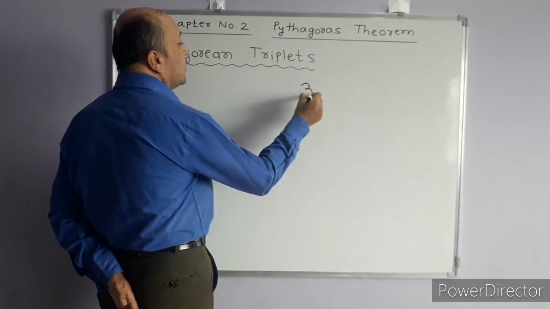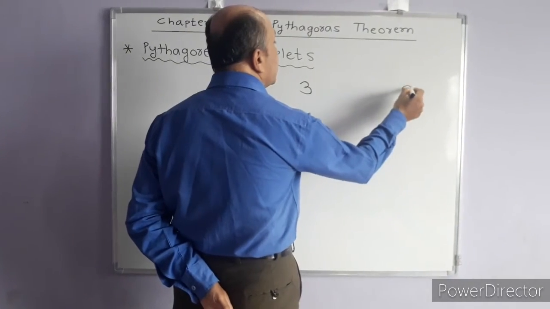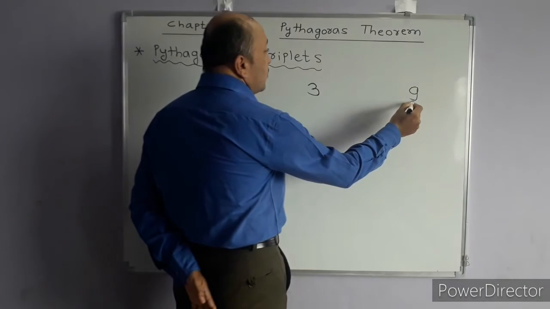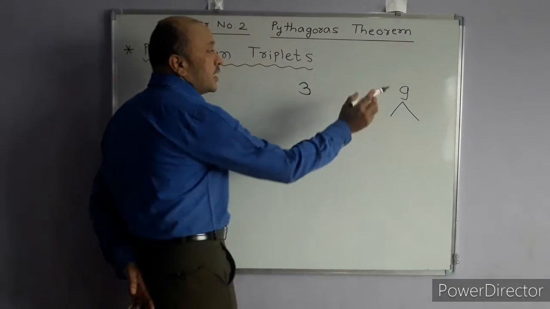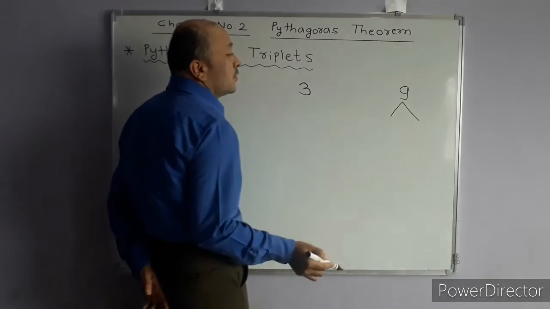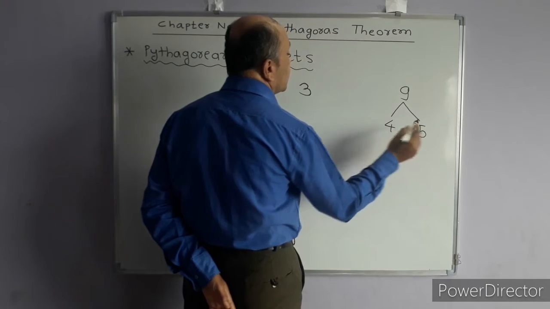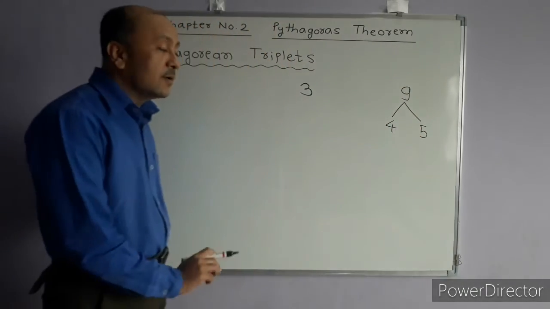Then we'll make the square of this number. So what is the square of this number? 9. Then 9 is divided into two parts whose addition comes 9 and the numbers are consecutive. So what are the numbers? 4 and 5 are the numbers. 4 plus 5 is 9 and 4 and 5 are consecutive numbers.